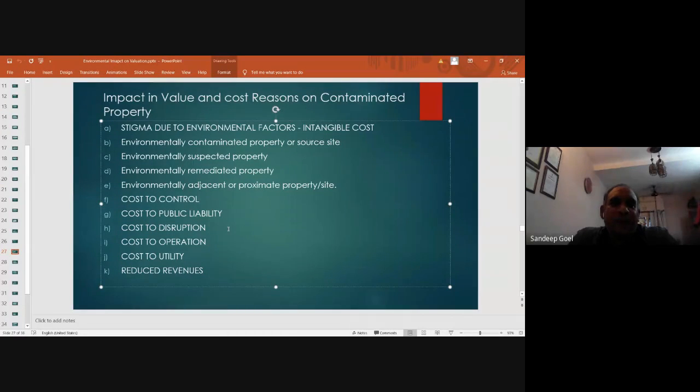Cost to impact in value and cost measured on contaminated property. Stigma due to environmental factors, that is called the intangible cost. Environmentally contaminated property or source site, environmentally suspected property, environmentally remediated property, environmentally adjacent or proximate property site, cost to control, cost to public liability, cost to disruption, cost to operation. A lot of things are there. That will not be asked.